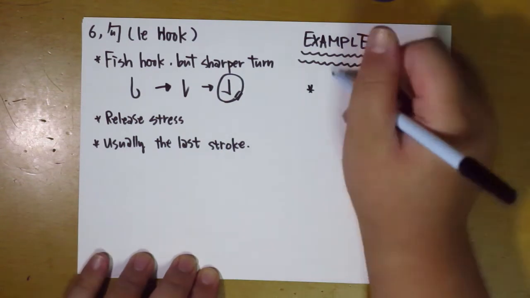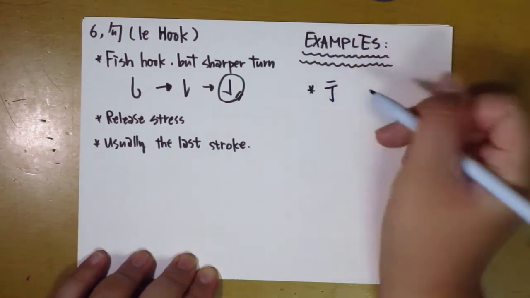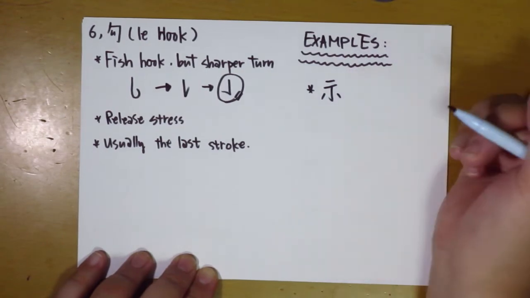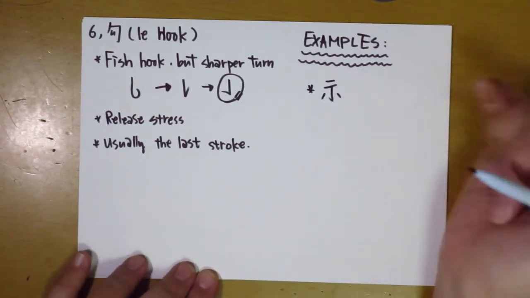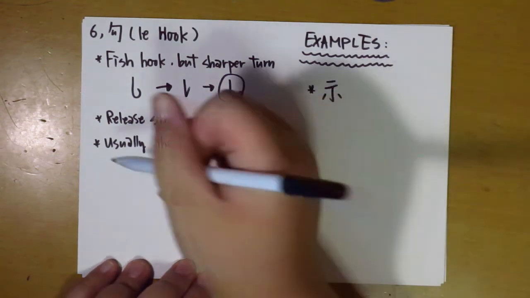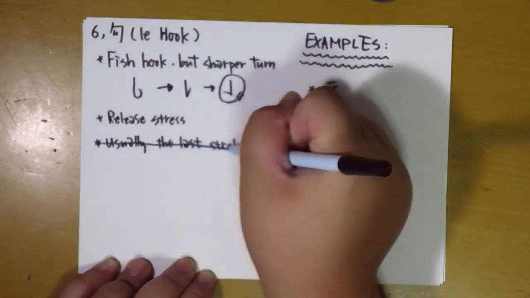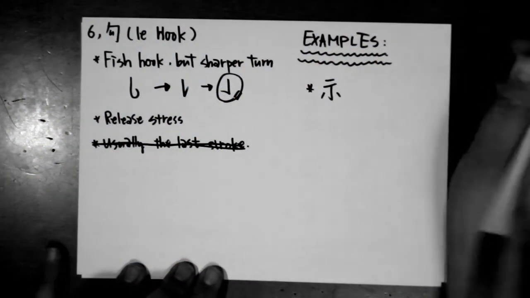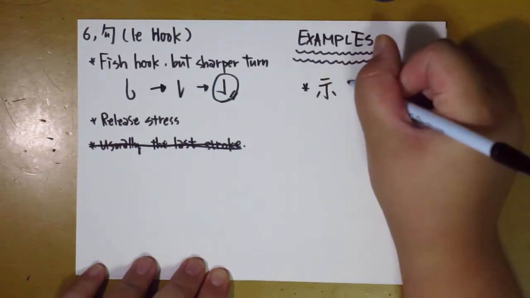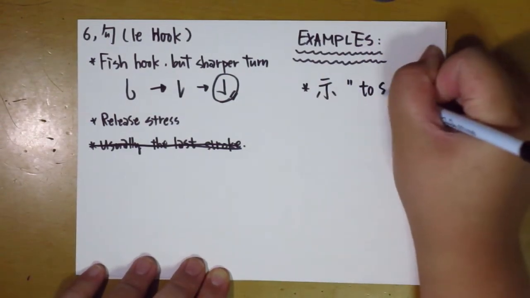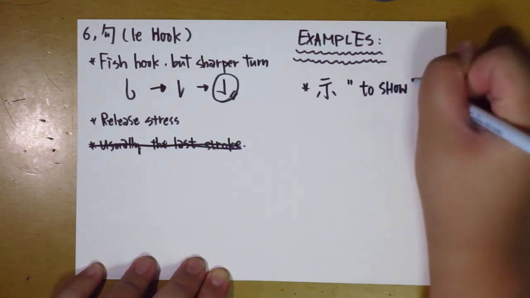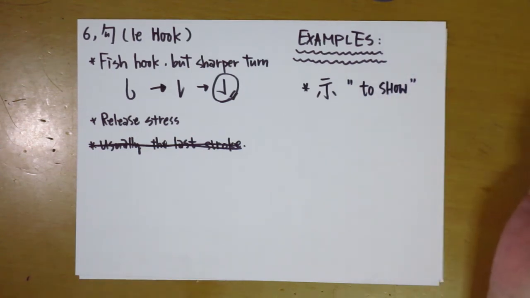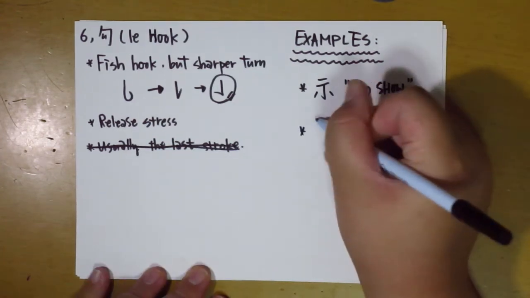And the first example is C. Yeah, this is already not the last stroke, so probably erase this one. Yeah, no, not the last stroke. I'm so sorry. And by the way, C here means to show. Show people your ID in order to buy booze. Then that show. And the second one is Yun.